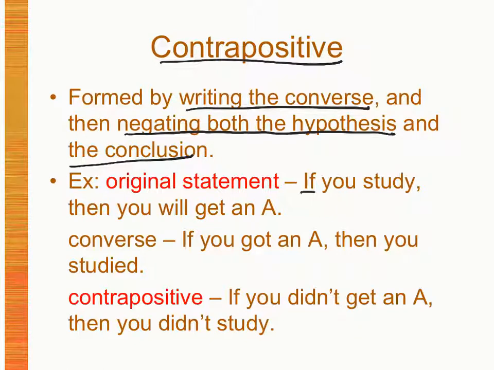So the original, here's my if, here's my then. The original one said, if you study, then you will get an A. That's our original conditional statement. And it told us the first thing we should do is write the converse. So I'm still going to have an if, I'm still going to have a then. And notice now the conclusion comes first. The hypothesis comes second. So if you got an A, then you studied. And our last step to turn it into the contrapositive is we have to negate both the conclusion, which is here.